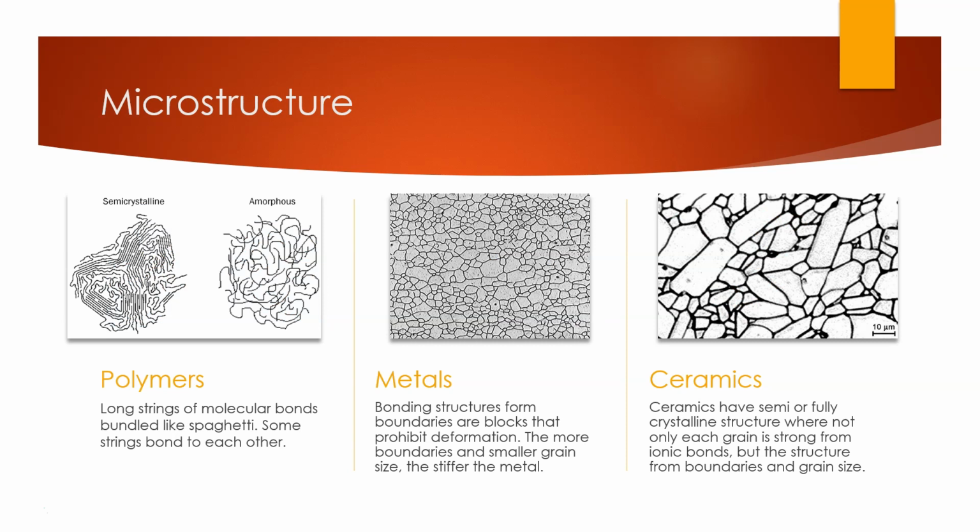Microstructure looks at the material at a slightly larger scale than atomic. We are now looking at clusters of atoms. Each grain or string you see is hundreds of thousands of atoms clustered together. The breaks or boundaries you see are where the bonds are cut off and a new cluster begins.